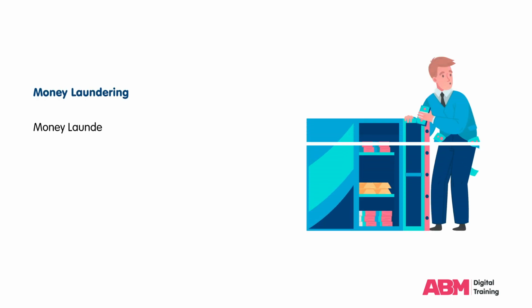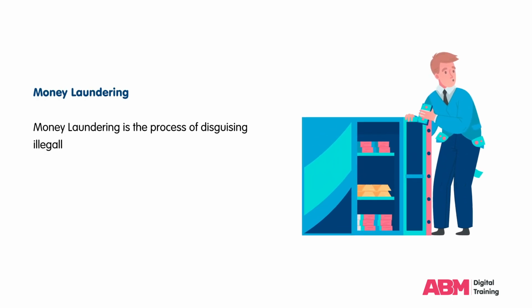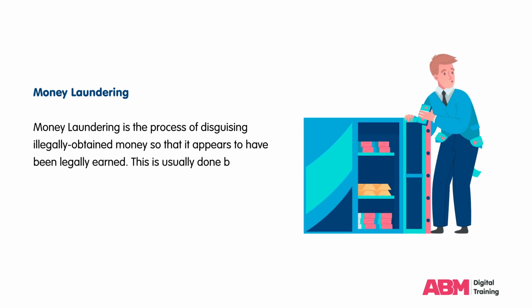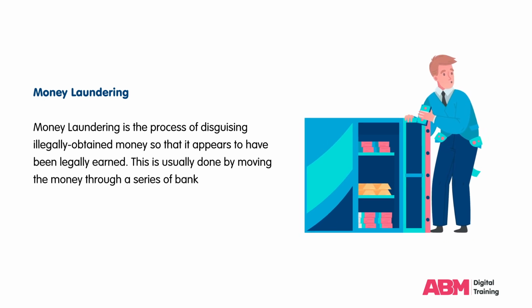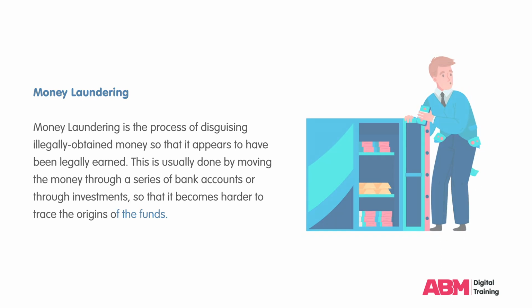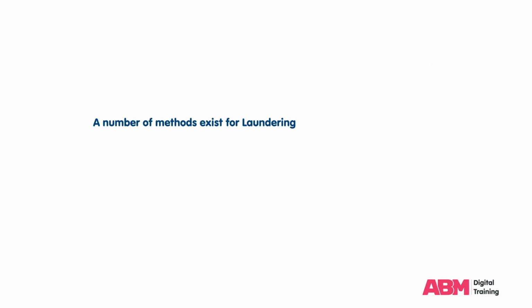Money laundering is the process of disguising illegally obtained money so that it appears to have been legally earned. This is usually done by moving the money through a series of bank accounts or through investments, so that it becomes harder to trace the origins of the funds. A number of methods exist for laundering money, but a few of the most common are bank accounts.